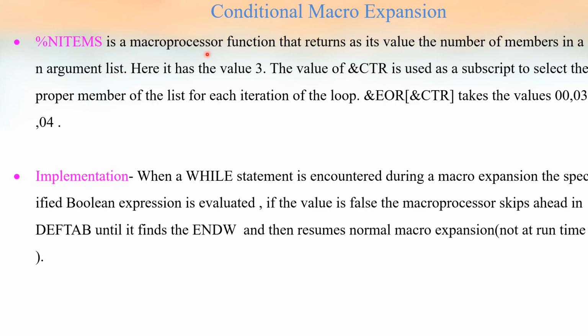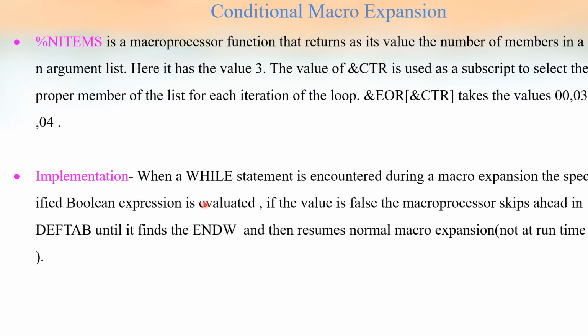%NITEMS is a macro processor function that returns as its value the number of members in the list or the array. So here this value is 3. The value of &CTR is used as a subscript of this array. &EOR of &CTR takes the value 00, 03, 04.